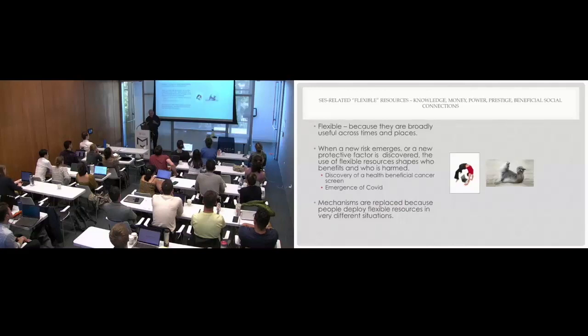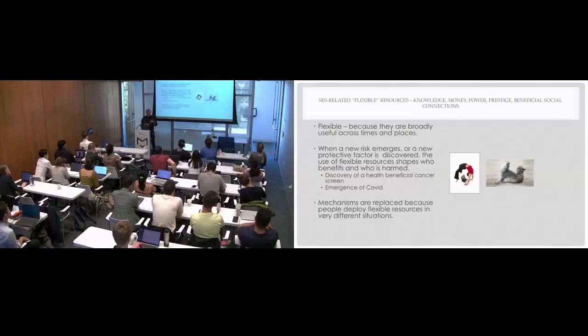But the idea is this notion of flexible resources, because they're broadly useful across places and times. So when a new risk emerges or a new protective factor is discovered, the use of flexible resources shapes who benefits and who's harmed. So the discovery of a new health-beneficial cancer screen, who gets it? And it gets spread out in ways that are unequal and creates a new inequality that didn't exist before it was discovered.